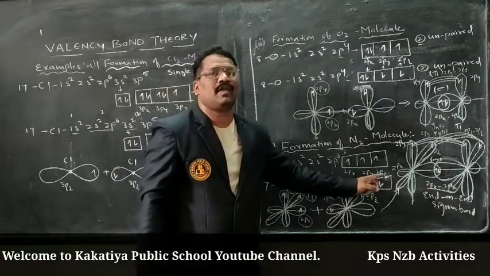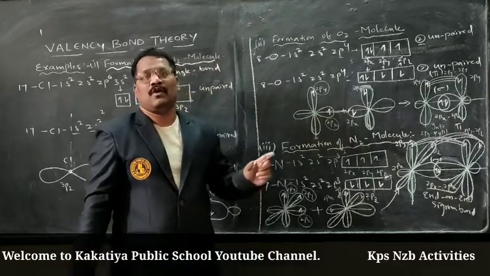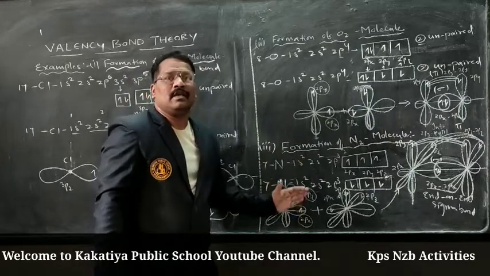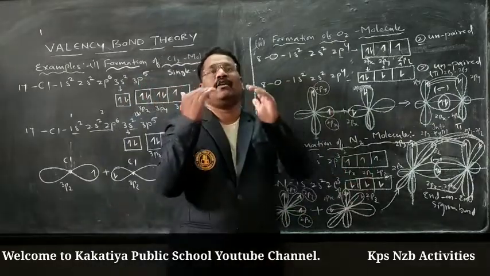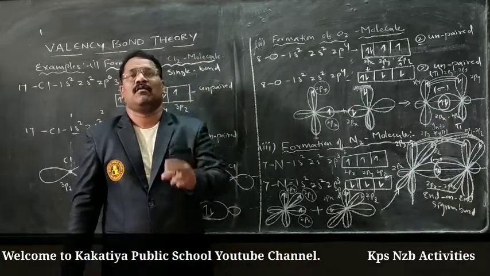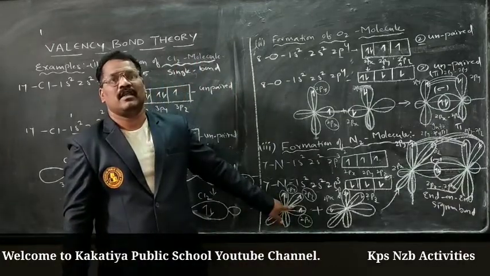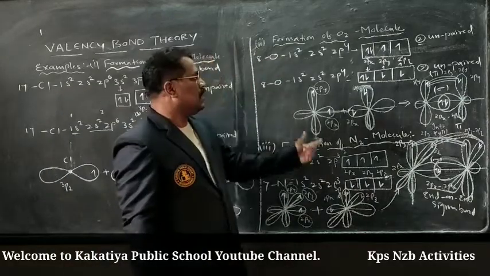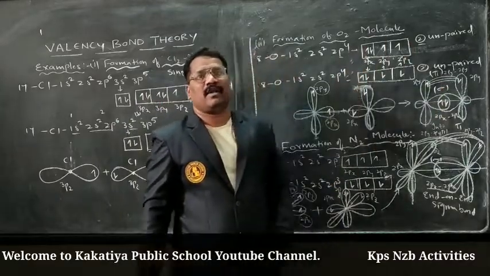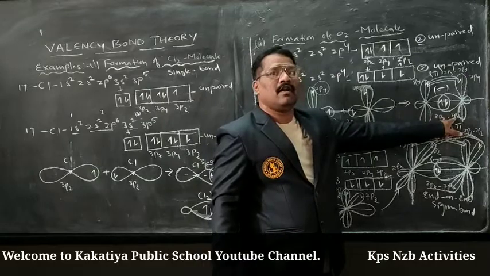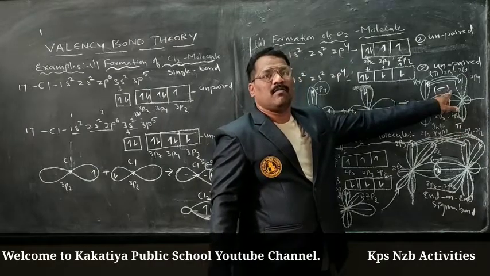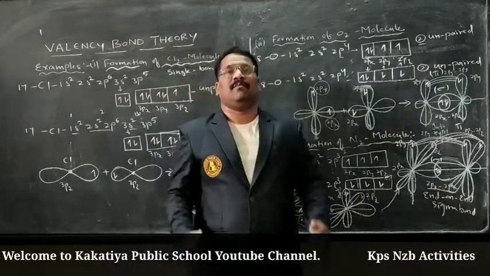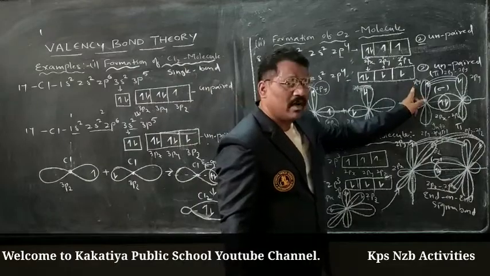One is 2px, the sigma bond, end on end overlap. 2py and 2py, side by side overlap, a pi bond will form. 2pz as well as 2pz, side by side overlapping, a pi bond. One sigma bond and two pi bonds will form within the nitrogen molecule. Coming to the oxygen molecule, here one sigma bond and one pi bond will be formed. 2px, end on end overlapping, a sigma bond will form. 2py, side by side overlapping, a pi bond will form.